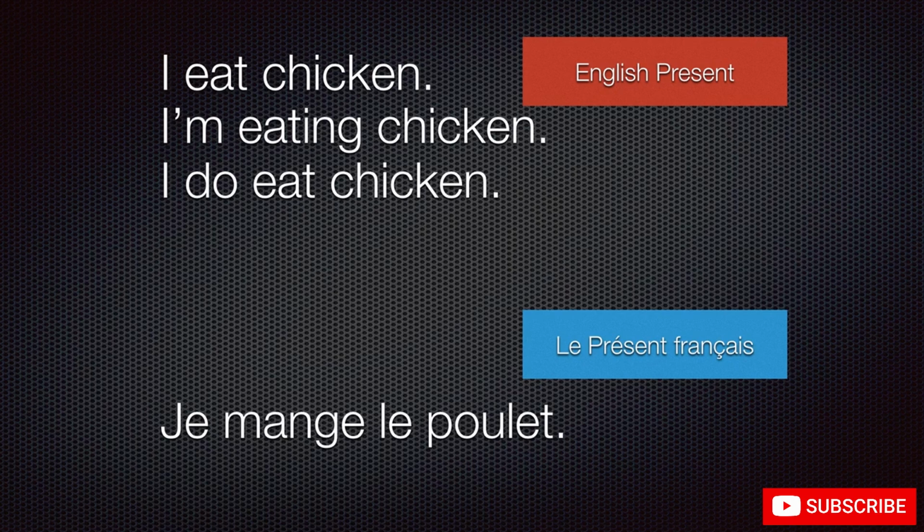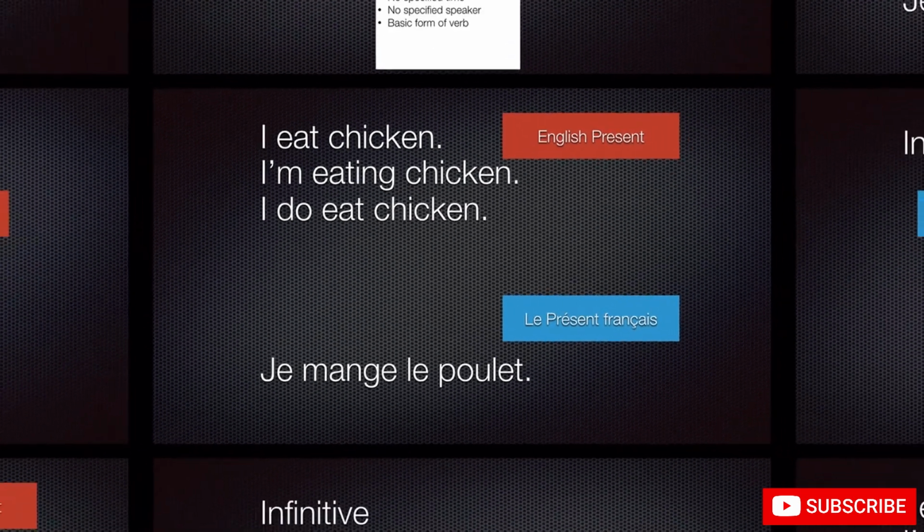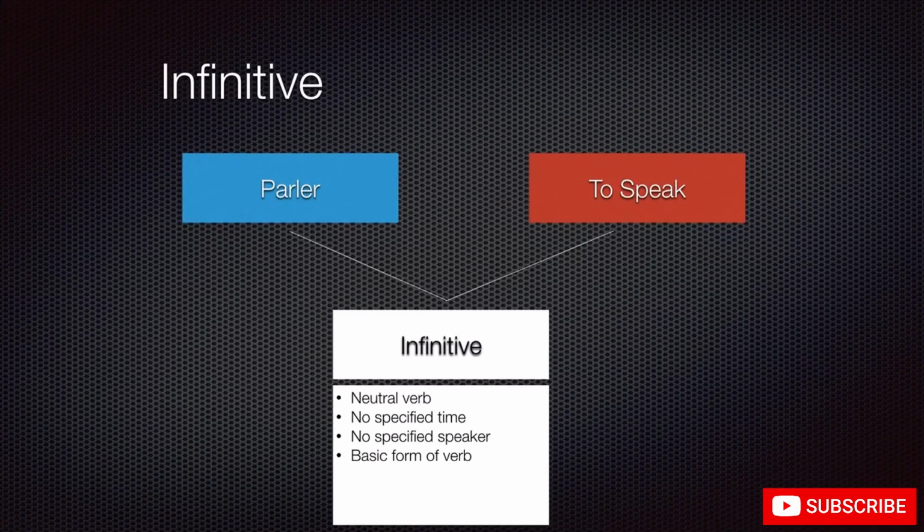So, for example, we have I eat chicken, I'm eating chicken, and I do eat chicken. But in French, it would just be je mange le poulet for all 3 of them. One difficulty with that is that it makes sentences for English speakers a little bit more confusing, but there are ways to specify what you're talking about. But for the most part, you'll just use that one French form.